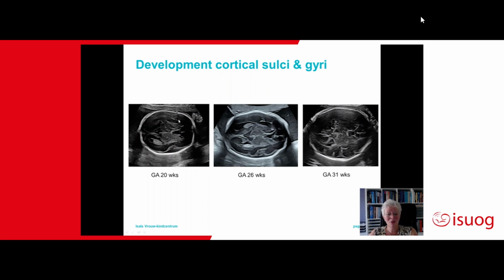On ultrasound, you can see here at 20 weeks a little bit of the parieto-occipital sulcus, and you can see here the beginning of the insula of the Sylvian fissure. Here at 26 weeks you can see that the insula is deeper, but you also can see that the temporal superior sulcus is appearing, and here you can see even more of the insula or Sylvian fissure, which is almost completely operculized. You can see more and more sulci appearing at the surface of the brain.